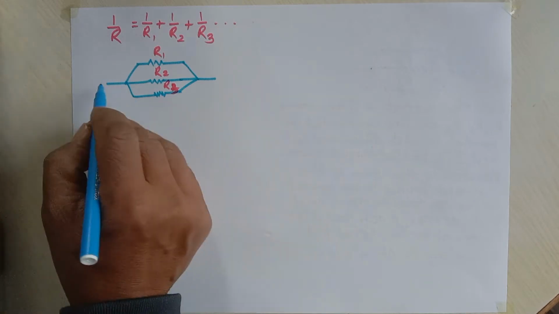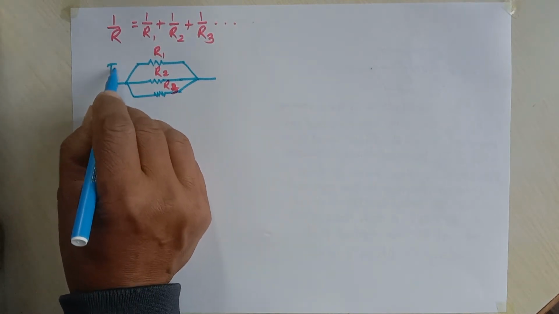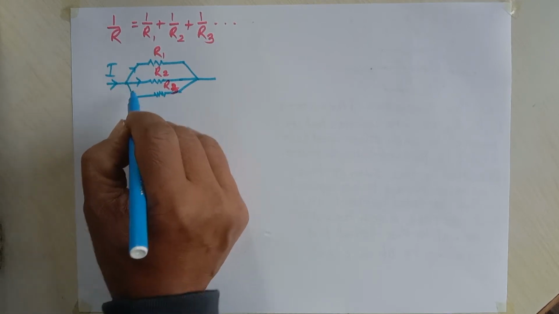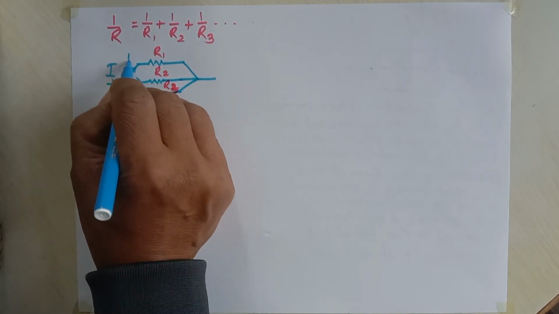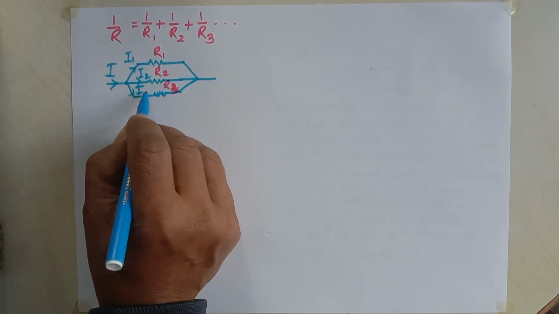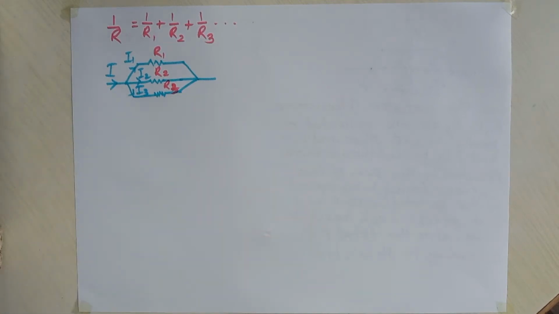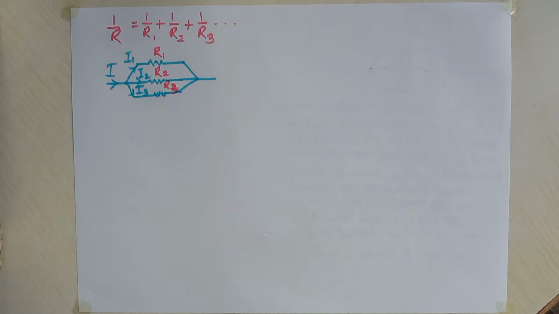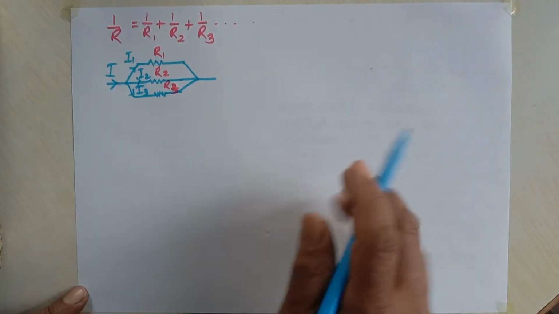Look at this. Current is, let's say, I. Current I is passed through one of the ends and it divides among the three resistors. Let's say current in the first branch is I1, I2 in the second branch, and in the third branch it is I3. Practically it is found that current divides among them. And we can write all these in the form of an explanation.